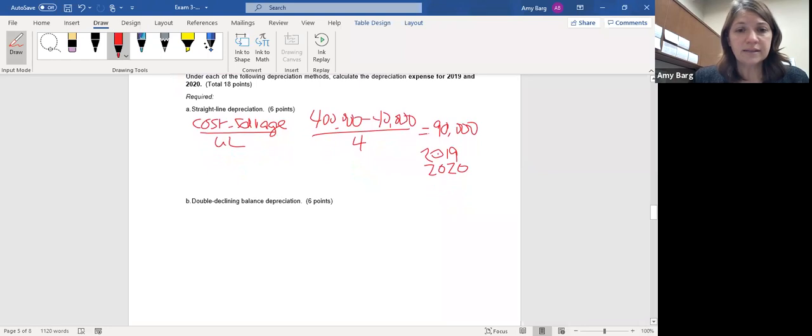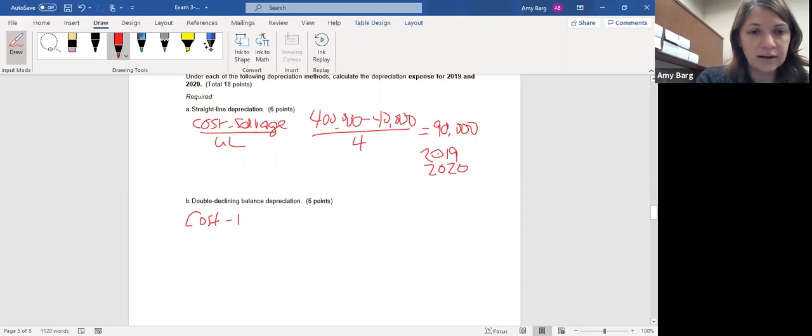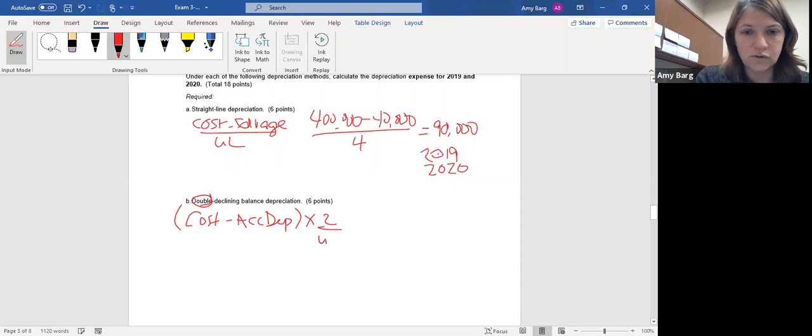Double declining balance is a little bit different. So for double declining balance, we do care about the salvage value, but we don't care about it until the end. We calculate this. It's the cost minus any accumulated depreciation, and it's that value times 2 because of the double, right? 2 over the useful life.